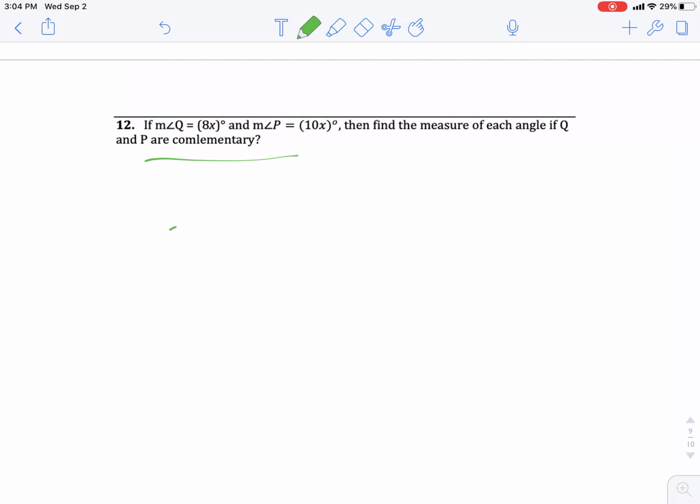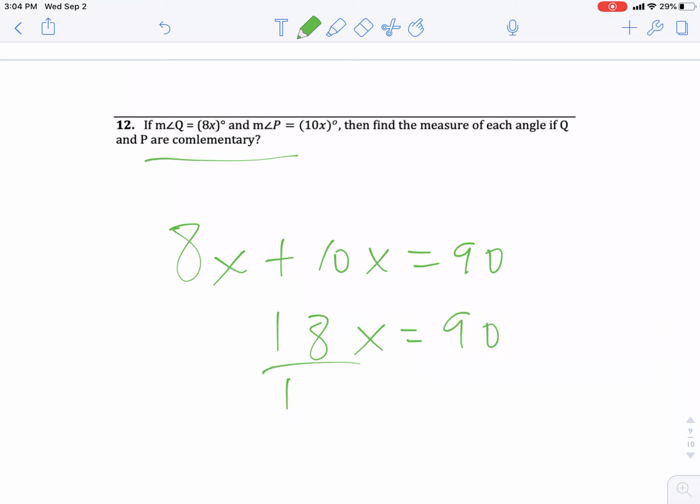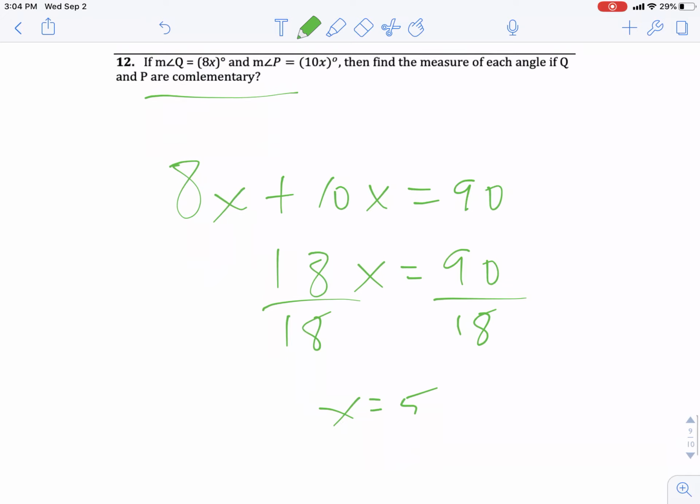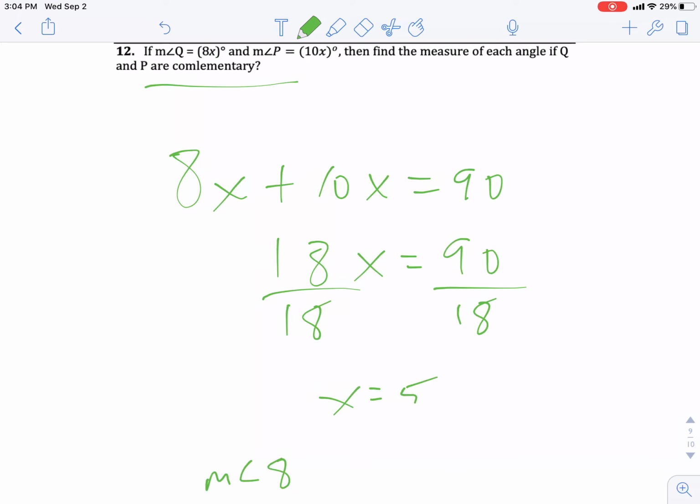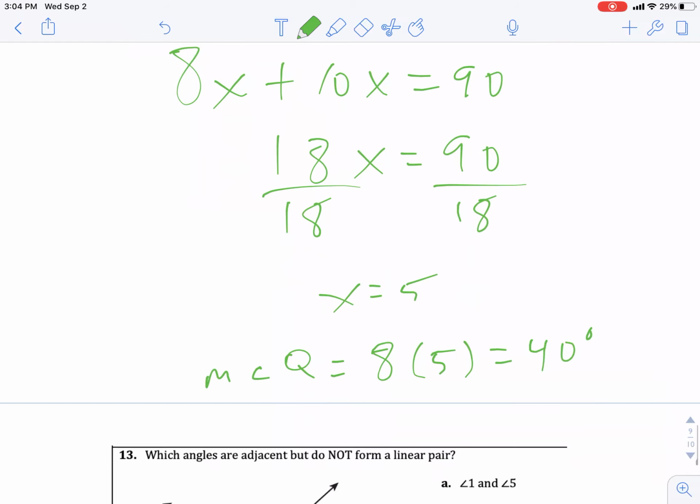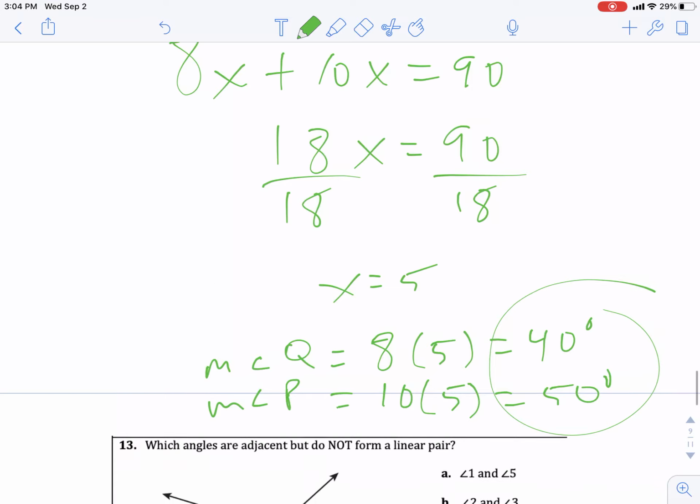Word complementary means adding to 90. So you're going to take 2 angles, equal them to 90. 18x equals 90. Divide by 18. X is equal to 5. Then we have to plug it in. Measure of angle Q equals 8 times 5, which is 40 degrees. And then measure of angle P is 10 times 5, which is 50 degrees. And then we can see that those 2 add up to 90, so we know we're right.